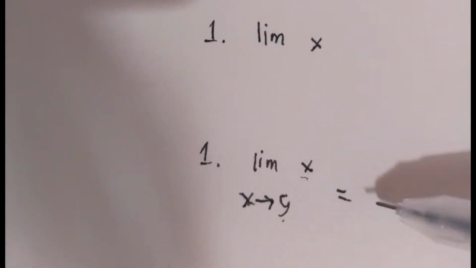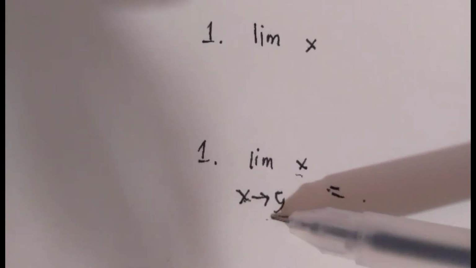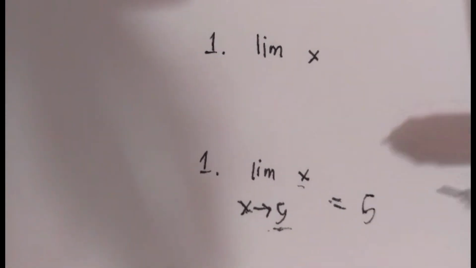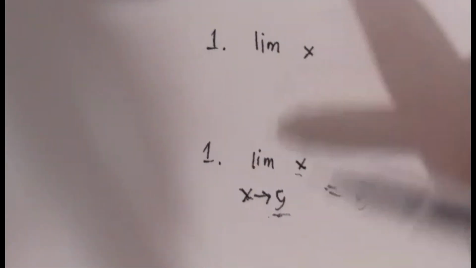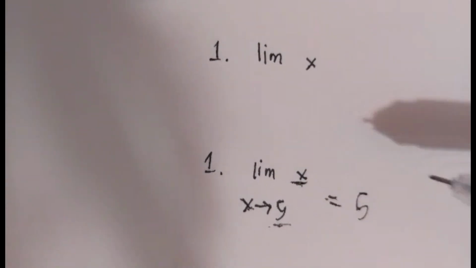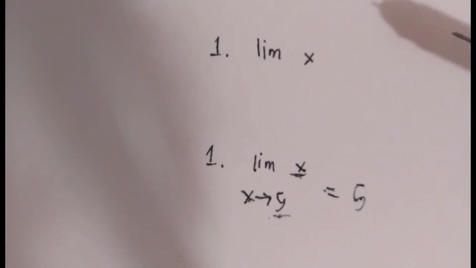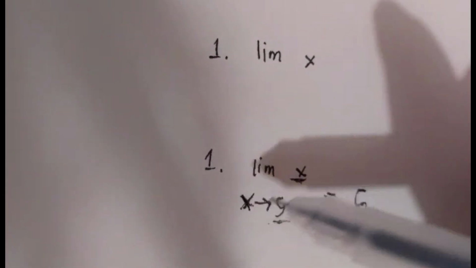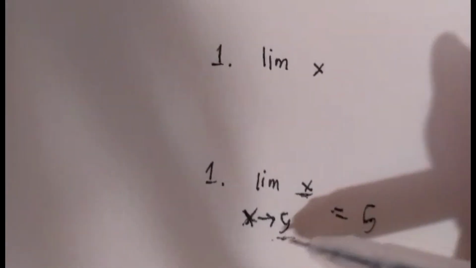So mao daw nato ang answer. So 5. So 5 atong answer diri a. Kumbaga kung sa Theorem 1, kung unsay naa diri a mao ang answer. While sa Theorem 2, kung unsay number nga gi-approach niya mao ang atong limit.